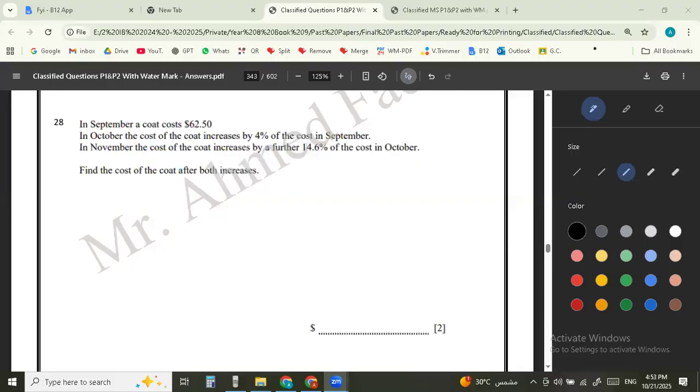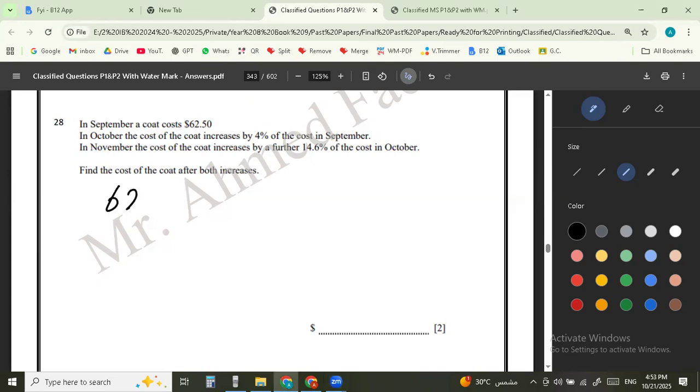Question 28. In September, a coat costs $62.50. In October, the cost of the coat increases by 4%. In November, the cost of the coat increases by a further 14.6% of the cost in October. Find the cost of the coat after both increases.